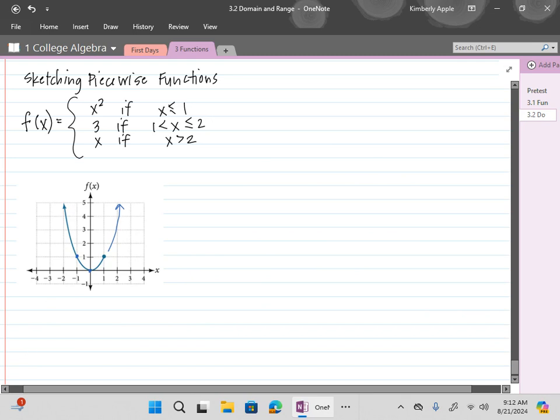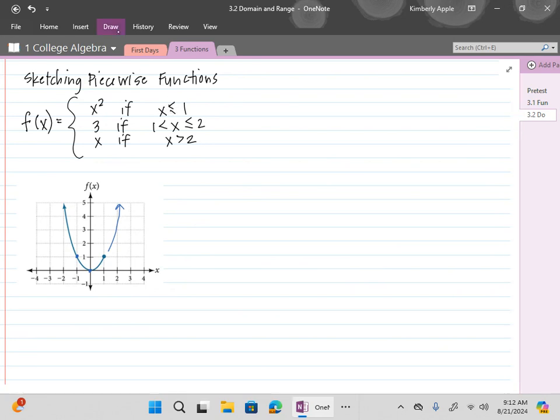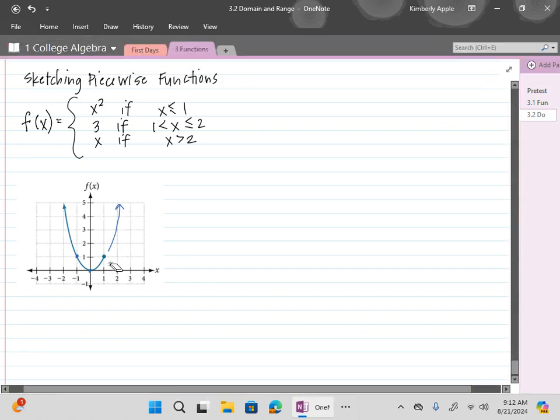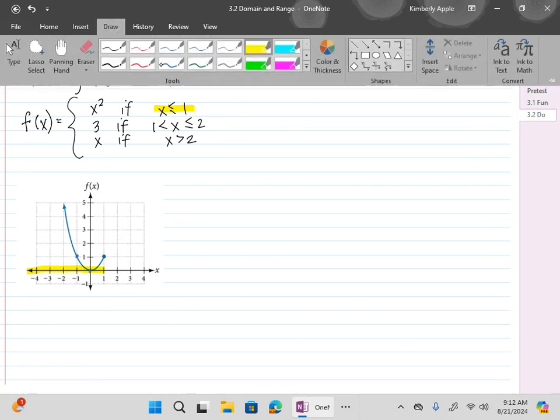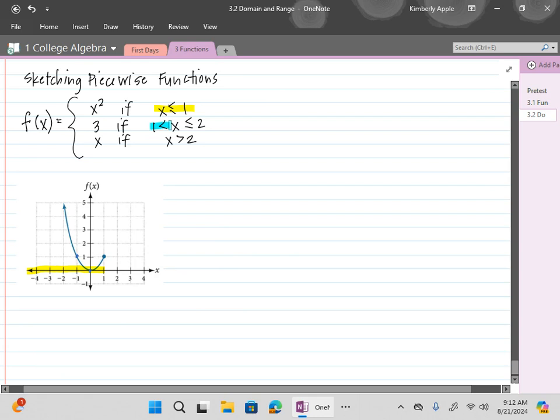But notice it says this function only exists at x less than or equal to 1. And so I'm going to cut that graph off everywhere else. There's the domain for x squared. X less than or equal to 1. Do you see it? Okay, so for the next bit of the domain, x between 1 and 2.